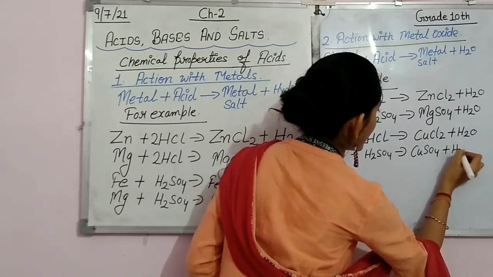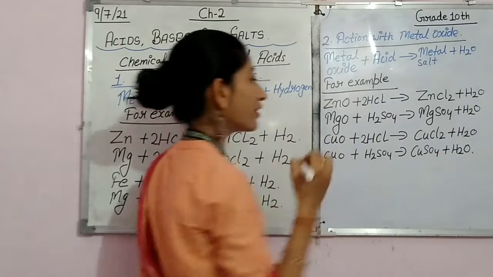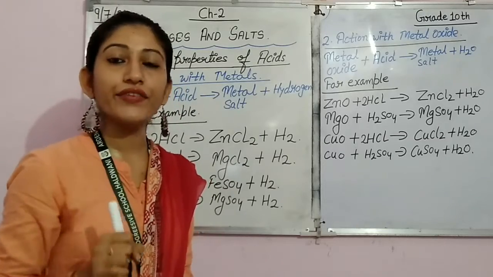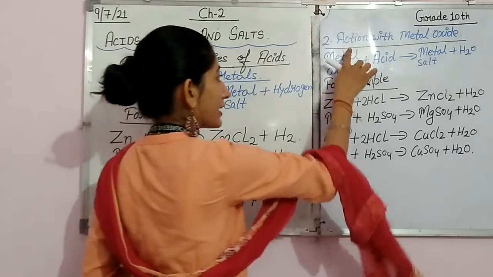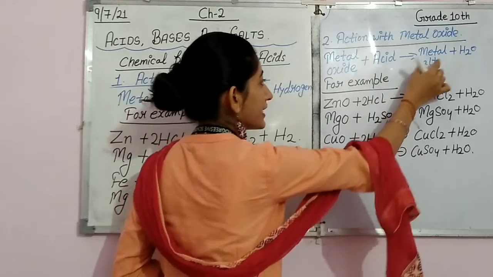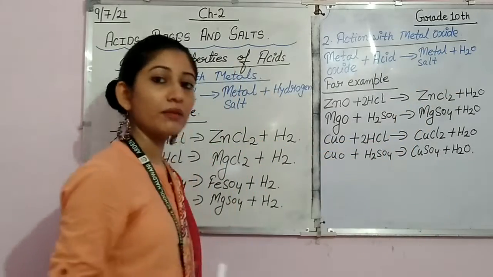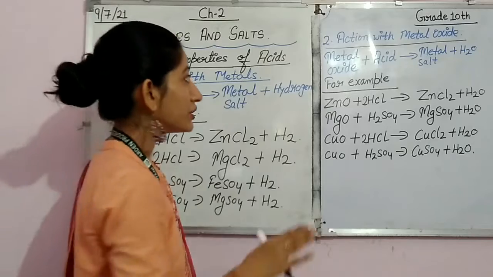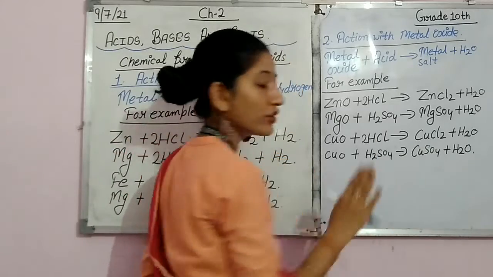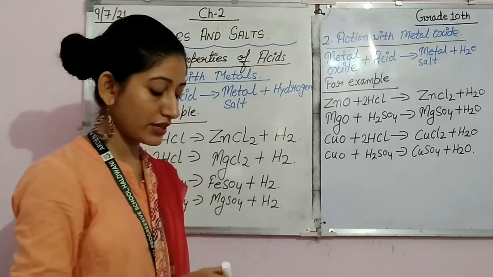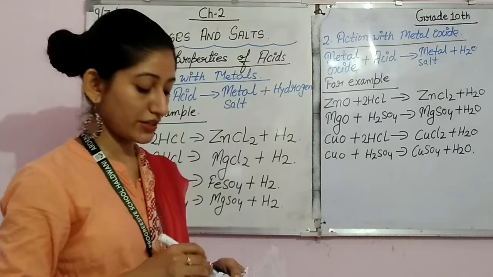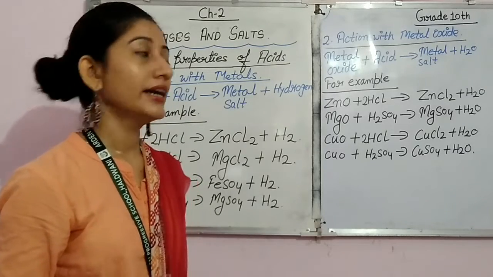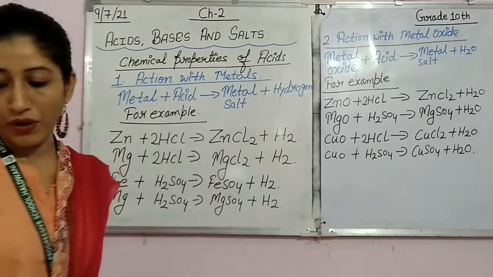CuSO4 plus H2O. So what we have seen in these reactions, students, is that whenever we react a metal oxide with an acid, in the product we are getting metal salt plus water. I hope that this type of reaction is also clear to you, how acids show their action on metal oxides. Now let's see the third type of property.